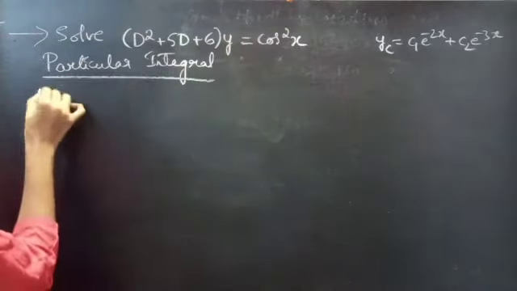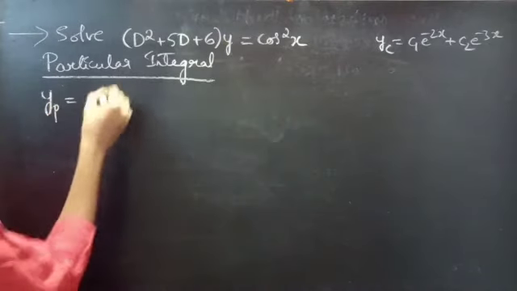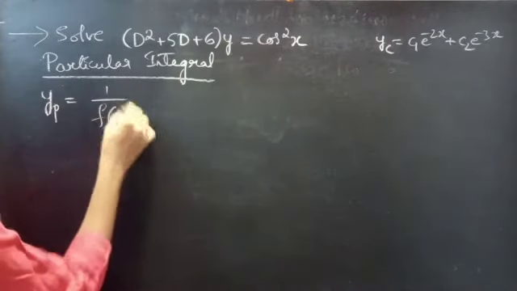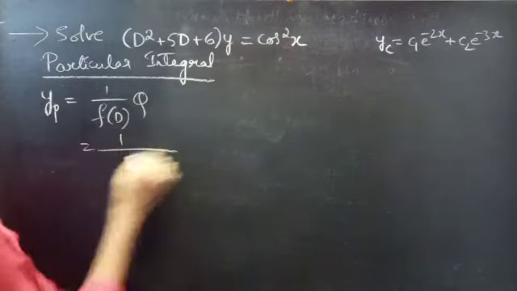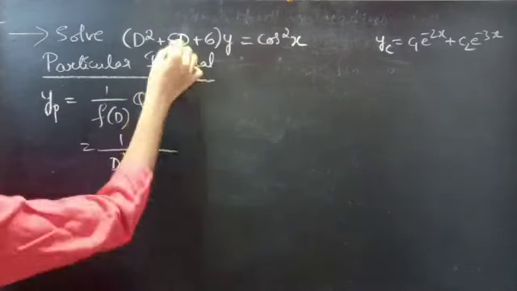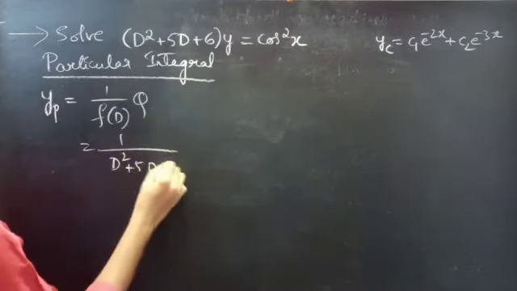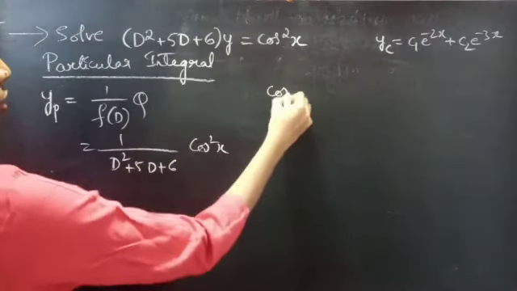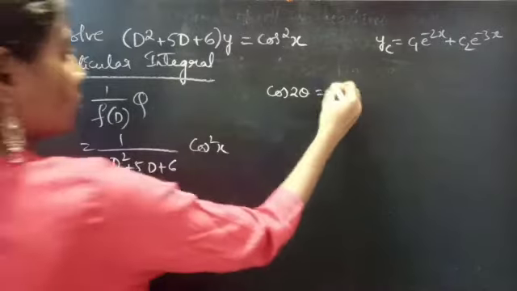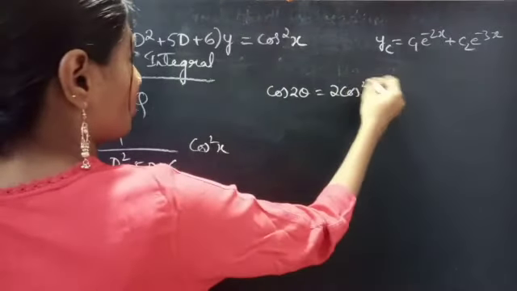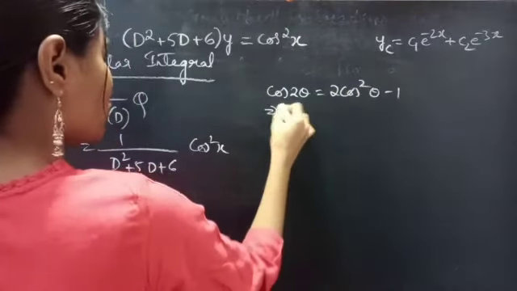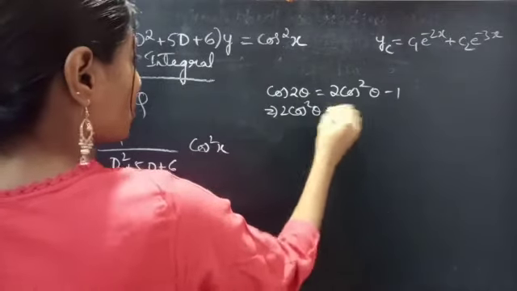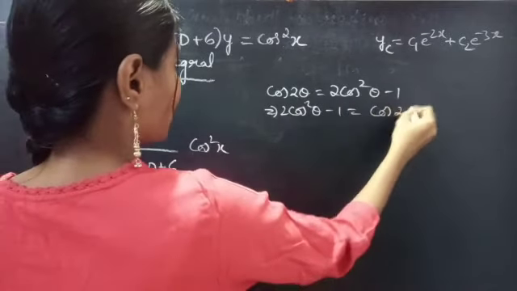We can find the particular integral yp by using 1 by f of D into Q, where f of D equals D square plus 5D plus 6, and Q is cos square x. We know that cos 2 theta equals 2 cos square theta minus 1. We can just write this as 2 cos square theta minus 1 equals cos 2 theta, right?